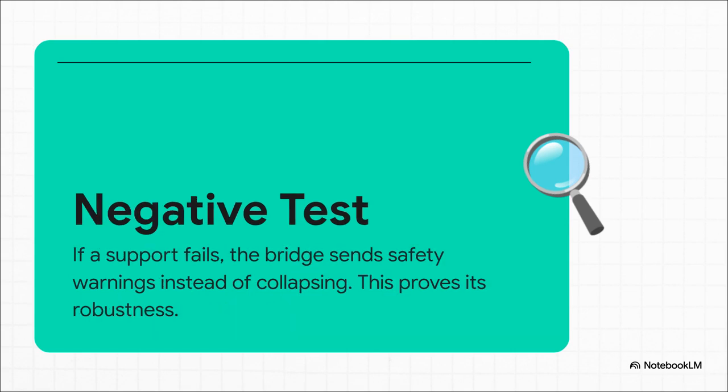The other half of the story is negative testing, and this is where that safety engineer mindset really comes into play. What happens if a critical support column on your bridge fails? Does the whole thing just collapse into a catastrophic mess? Or does it trigger warning lights, close the lanes, and handle the failure gracefully? A negative test proves your API's robustness. It proves that when things go wrong, it doesn't just crash and burn, it fails safely and predictably.